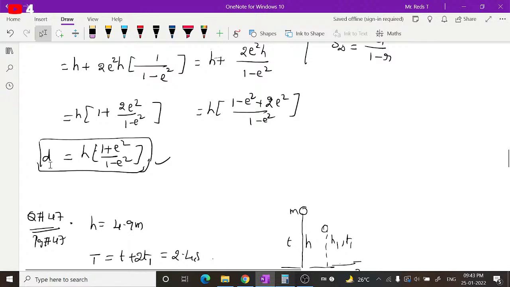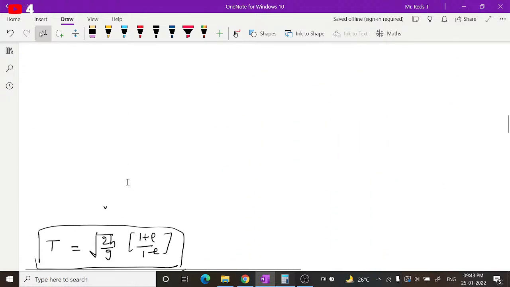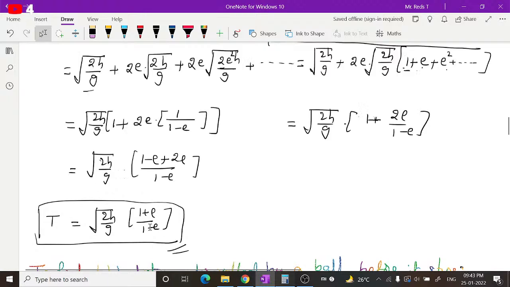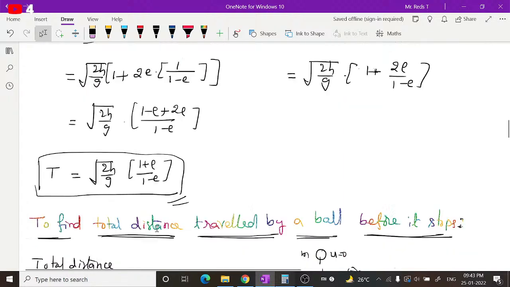You should remember this. The total distance traveled before it stops bouncing is h into 1 plus e square by 1 minus e square. You remember these relations. And the time is square root of 2h by g into 1 plus e by 1 minus e. You have to remember these relations, guys.